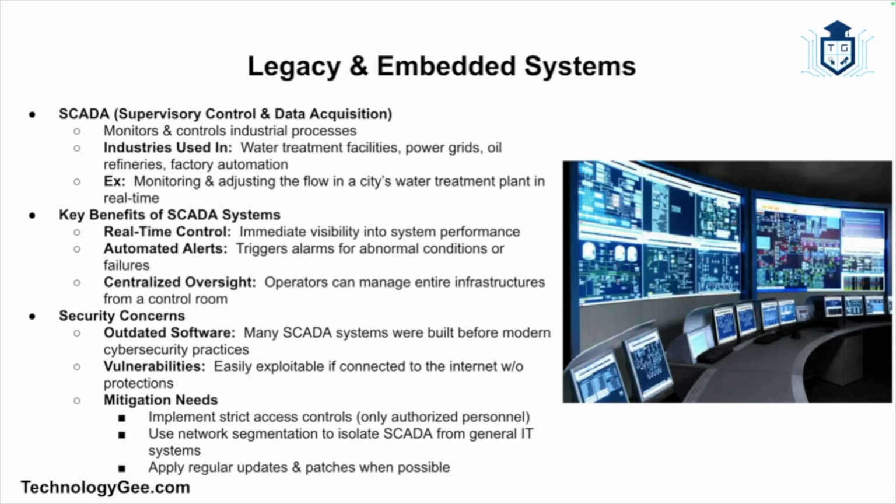All right, so let's move on and talk about legacy and embedded systems. So, while most modern networks use current technologies, legacy and embedded systems, they still play crucial roles in many industries. And we're going to talk about one that's called SCADA, or the Supervisory Control and Data Acquisition. So SCADA, this is basically a system that monitors and controls industrial processes such as water treatment, electricity distribution, and manufacturing. And they often operate in an isolated or secure environment. An example of this will be a SCADA system that monitors a city's water treatment plant. The benefits are it offers real-time control, automated alerts, and centralized oversight.